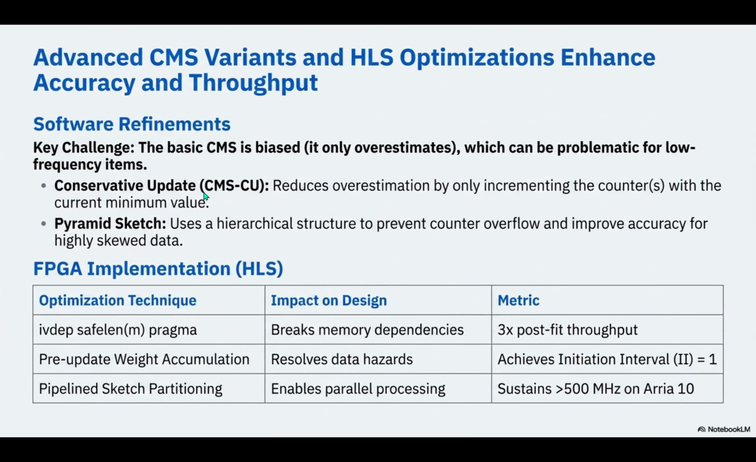They do. So there's a key refinement called the conservative update, or CMSCU. Instead of just blindly incrementing all D counters, the update only increments the counter, or counters, that currently hold the minimum value. This dramatically reduces the overestimation from collisions and gives you a much cleaner signal for those rare items. Yeah, it's really elegant.